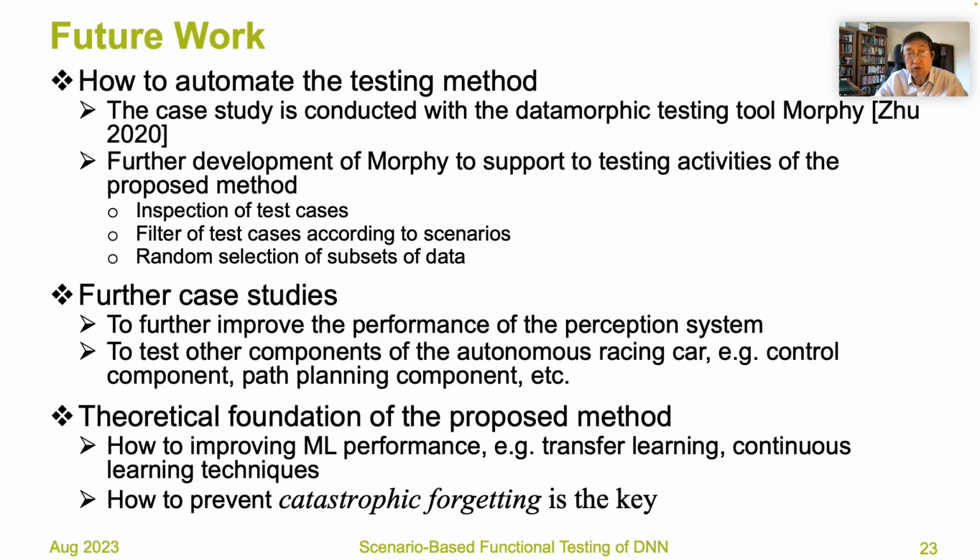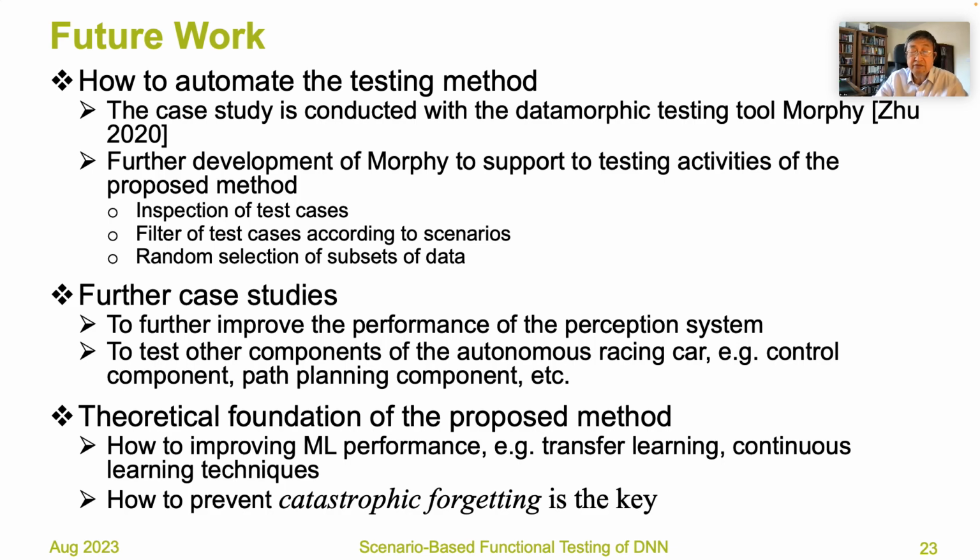The second work we want to conduct in the near future is to take more case studies. For example, how to further improve the perception system. And second, to test the other components of the autonomous racing car, for example, the control component, the path planning component, etc. Of course, there is a lot of theoretical study that needs to be conducted for the method to be widely applicable and generalizable for other systems.